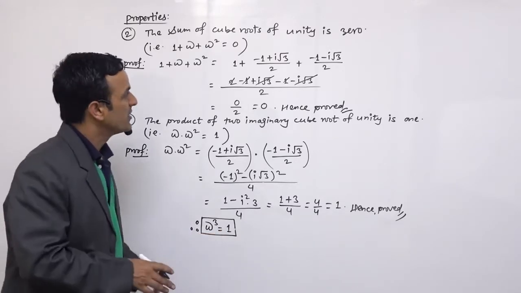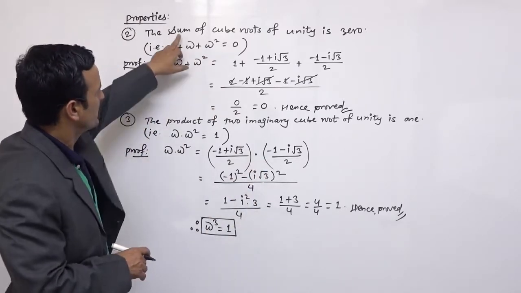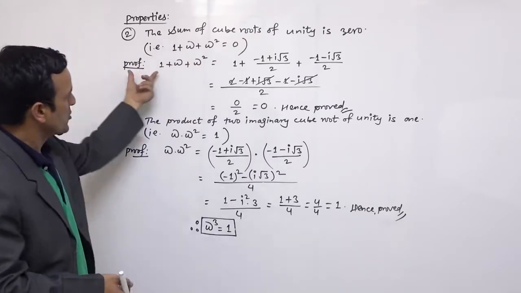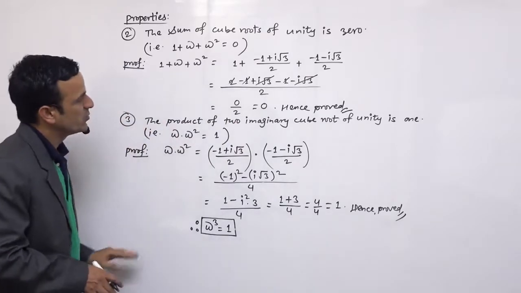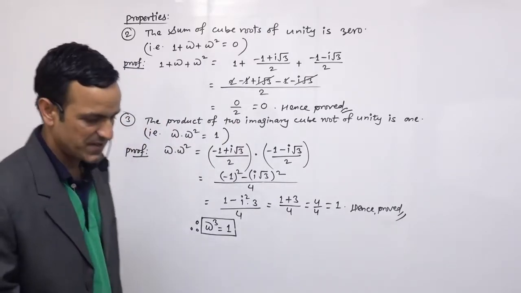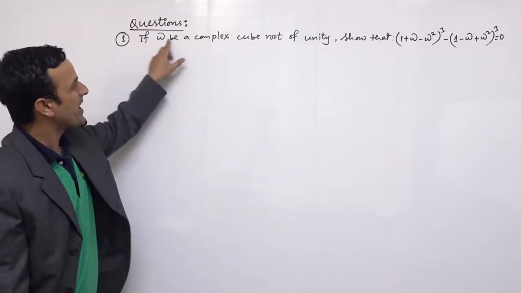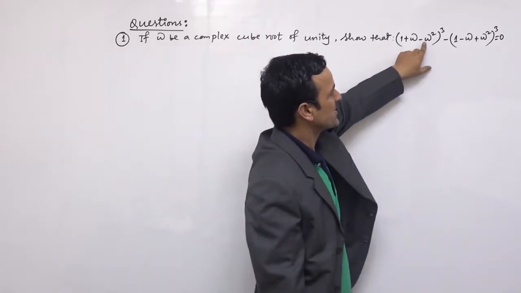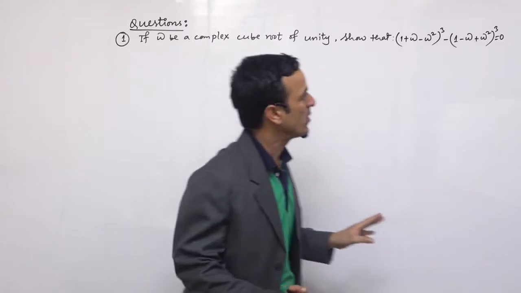So in this way, we can establish all three properties. We have stated this property and also we have proved all these established properties, and in this way the cube root of unity is finished. So we have another question. Look at here. If omega be a complex cube root of unity, so that this expression whole cube minus this expression whole cube is equal to 0.